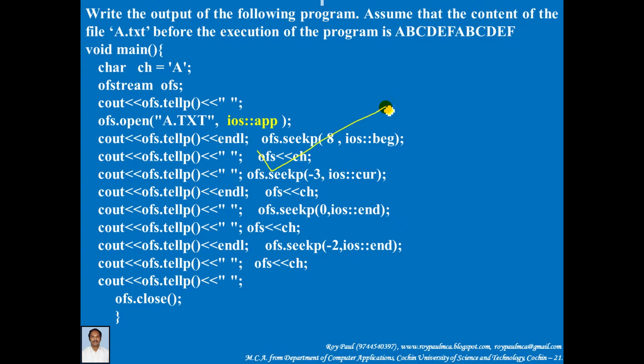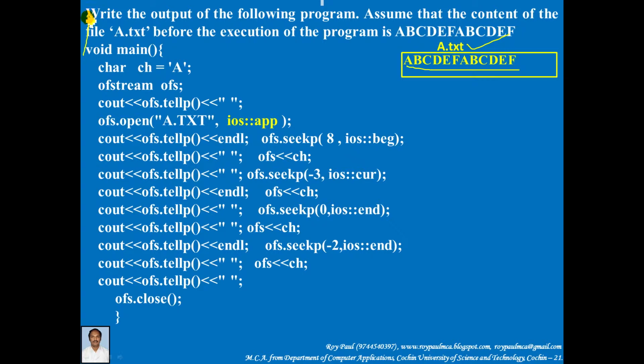An output type of question based on files. Write the output of the following program. Assume that the content of the file a.txt before the execution of the program is abcdef abcdef. So given that there is a file a.txt and it contains this content. So this is the file a.txt and this is the content.